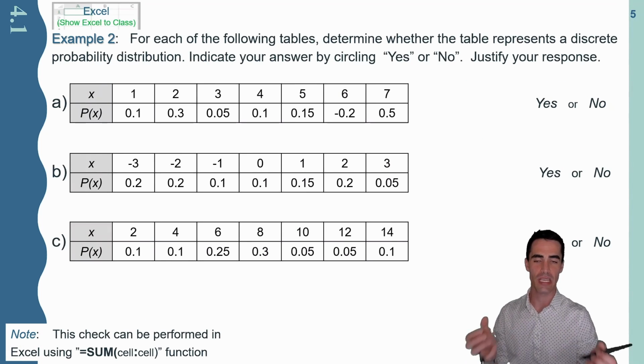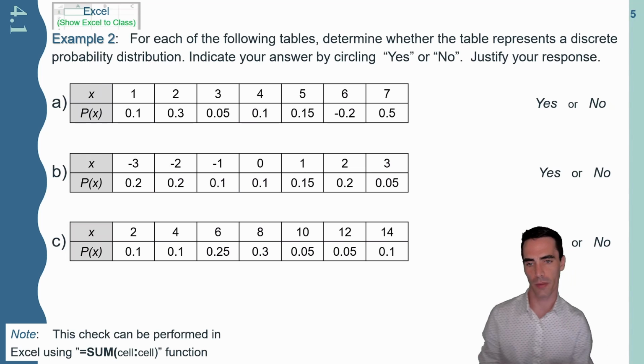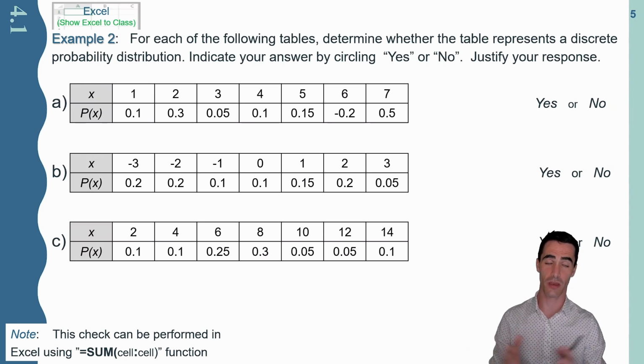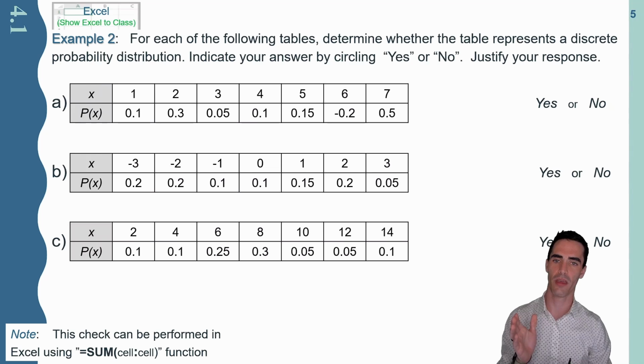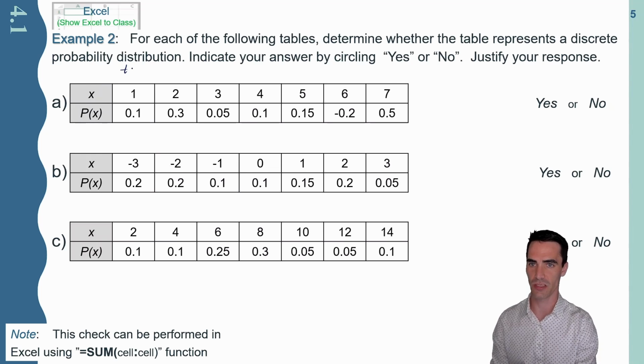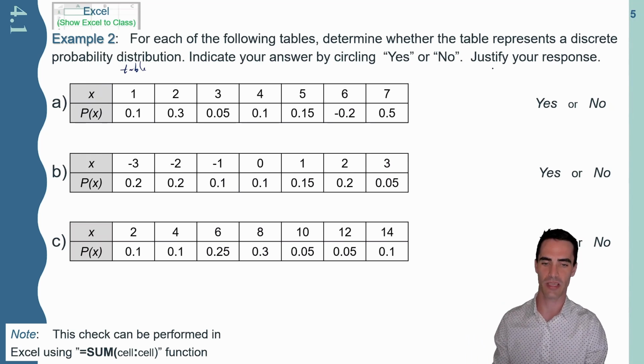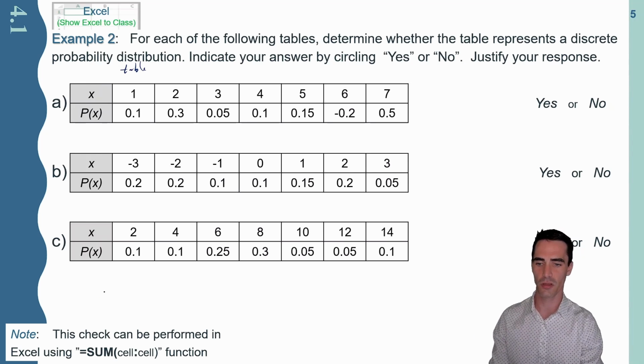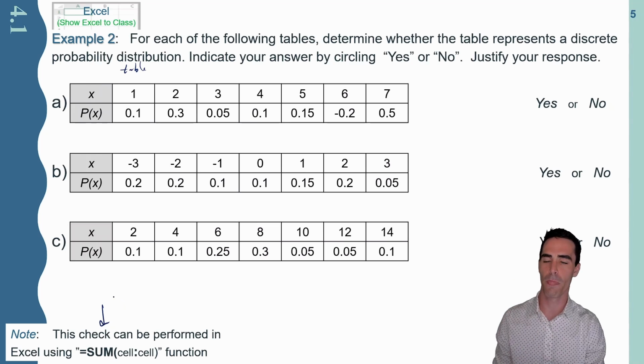It's also important to understand how to discern whether these probability distributions are actually even proper probability distributions. Let's look at an example figuring out how to discern whether or not they are. For each of the following tables, determine whether the table represents a discrete probability distribution, which again is just these fancy table distributions. Indicate your answer by circling yes or no, and make sure to justify your response, right? Why are we saying yes or no? We're also going to do a little bit of Excel. I'll get to that in a minute.